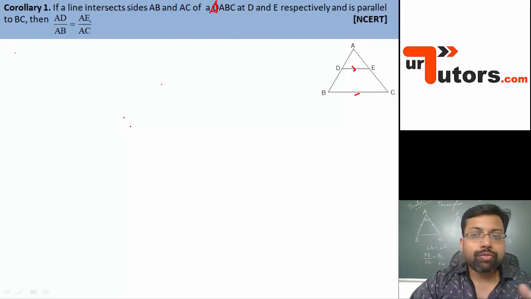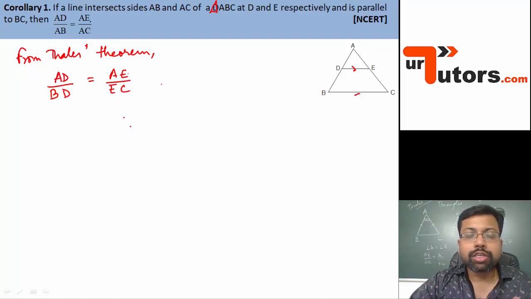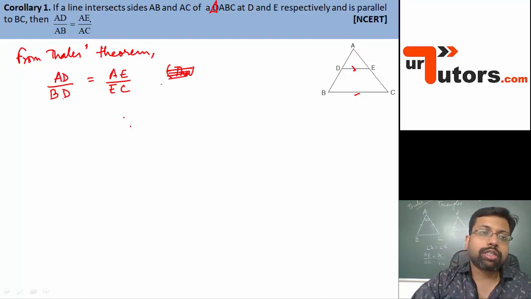Now from Thales' theorem we already know that since DE is parallel to BC, we have AD by BD is equal to AE by EC. This we can say straight away, so from Thales' theorem we can use this result directly.